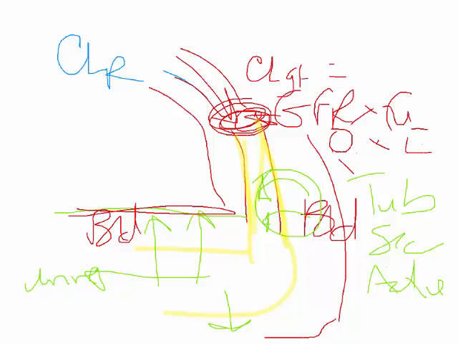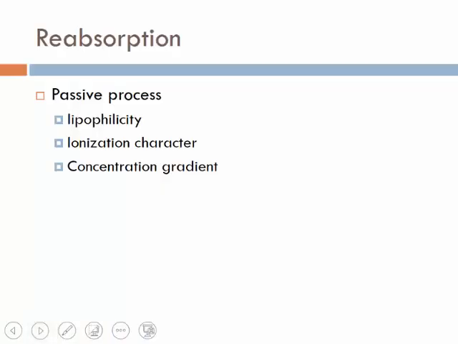And so it's passive. It undergoes passive diffusion. It is a passive process. What that means is it happens without there being energy, and there are no transporters or anything that you would need Michaelis-Menten for that you could overcome. What's going to determine if a drug is going to be reabsorbed?